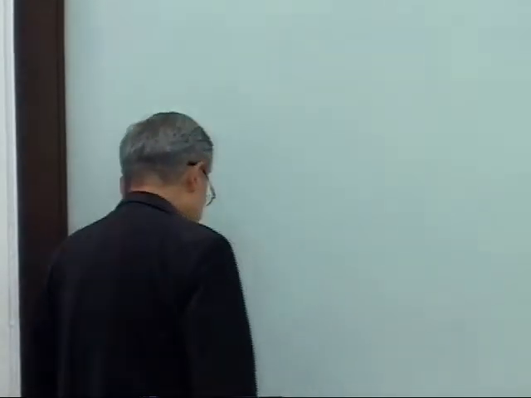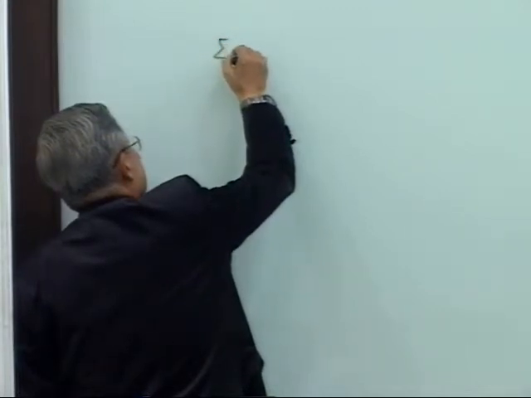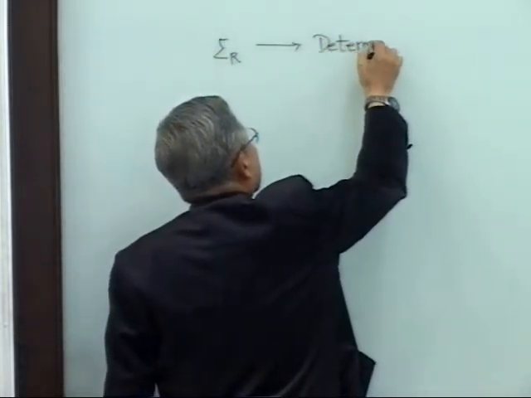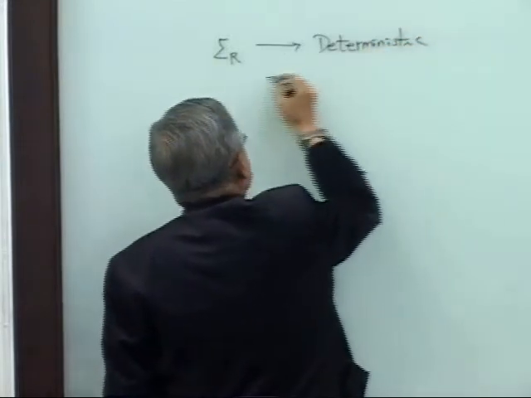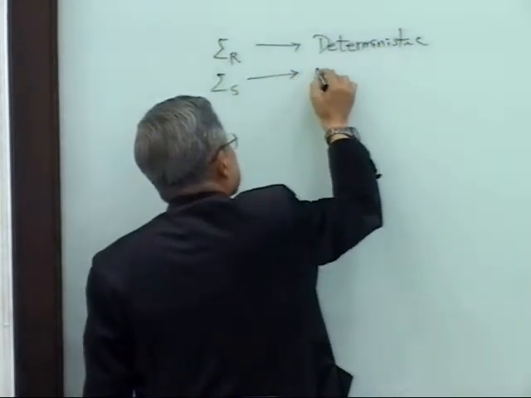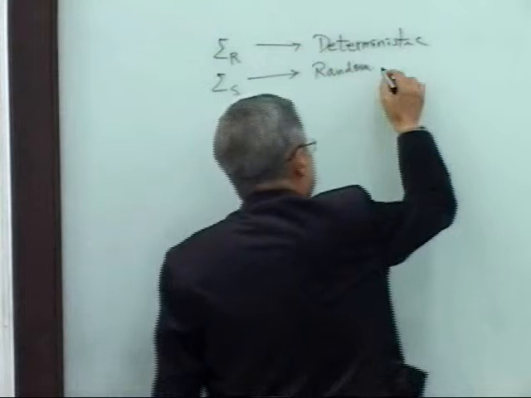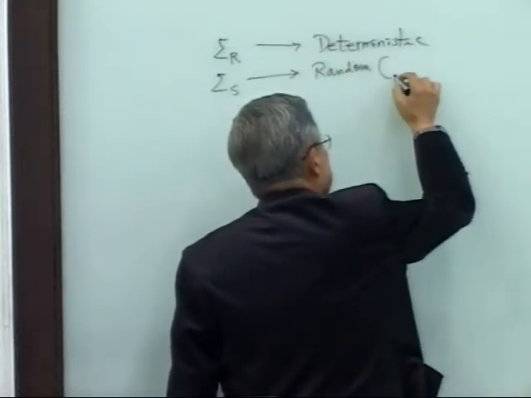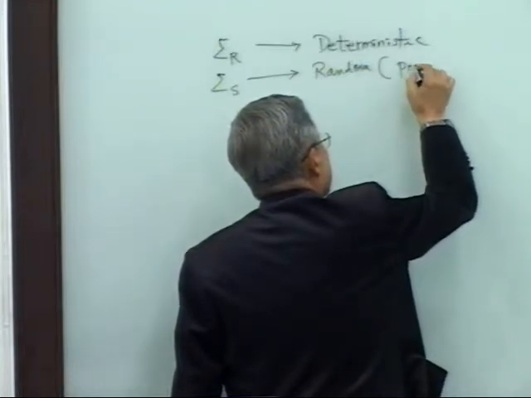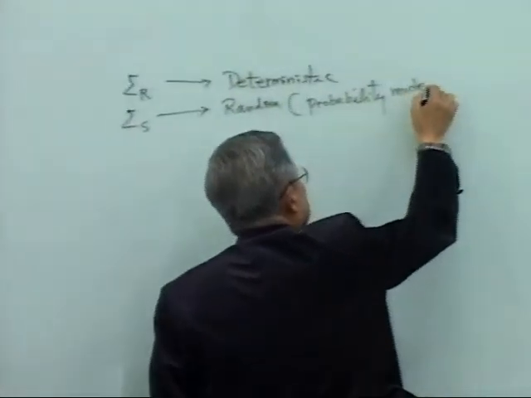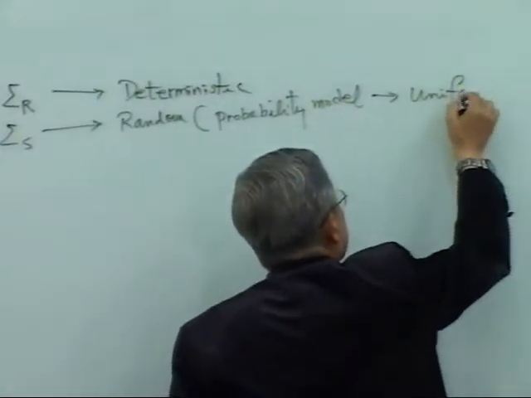So in this case, sigma R is the resistance. Treat as a random variable, I'm going to say that this is deterministic. And just a reminder, this is random. Then I'm going to say that as a first simple model for the random variable, of course, I'm going to say the probability model is uniform model.